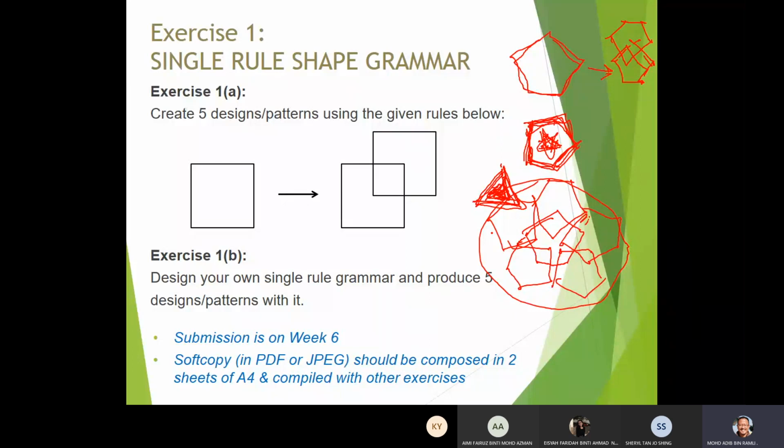All the exercises should be compiled. In this case, because you have 1A and 1B, each exercise should be in A4. So 1A in A4, 1B in A4. And then next week, maybe there's an exercise on 2D, two-dimensional shapes, two rules or multiple rules grammar. That could be another 2 exercises. Each would be in A4, and then you need to submit everything in week 6.